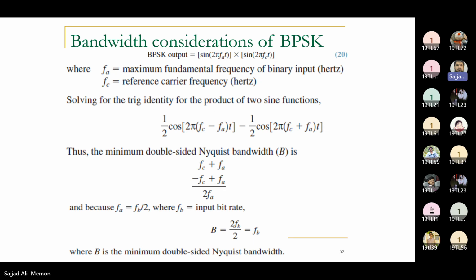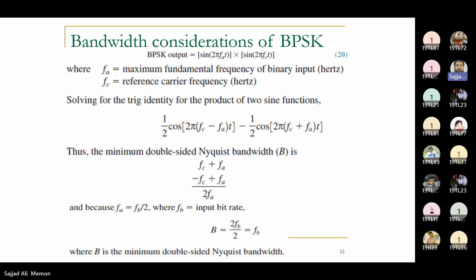So the BPSK output is equal to sine 2 pi fa t into sine 2 pi fc t. So this is the modulating signal and this is the carrier. So fa is equal to the maximum fundamental frequency of the binary input in hertz, and fc is the reference carrier frequency in hertz.